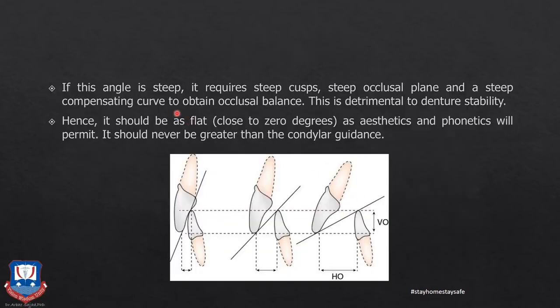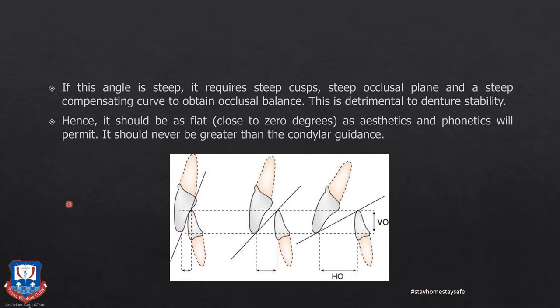Now, if this angle is steep, it will require steep cuspal inclines, a steep occlusal plane, and steep compensating curves to obtain the occlusal balance. So, usually in class 2 type of dentition, or when we are unable to arrange the teeth in any other occlusal scheme other than class 2, the incisal guidance is very steep. In that case, we have to increase the horizontal condylar guidance. We have to increase the cuspal inclines by selecting anatomic teeth which have a 33-degree angulation of the cuspal inclines instead of semi-anatomic or non-anatomic teeth.